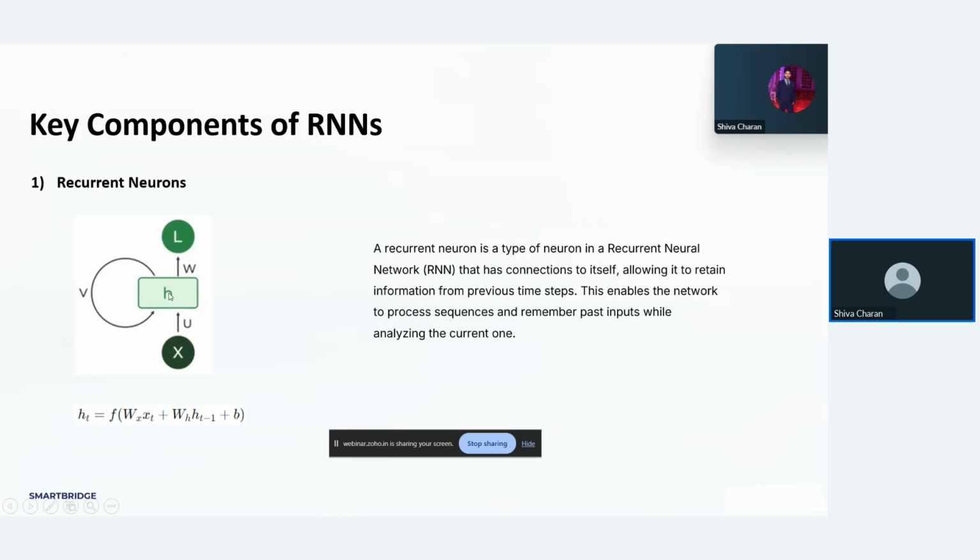And what is H here? H is the hidden state. It represents the memory of the RNN, and it stores the information about what has been processed so far. So this H is very important. H will store the information which has been processed before.